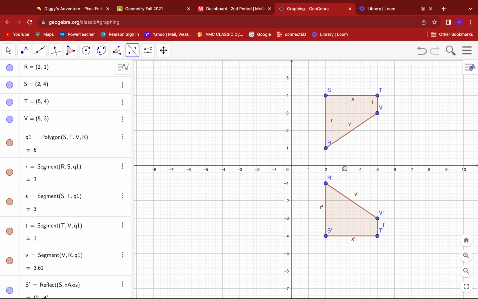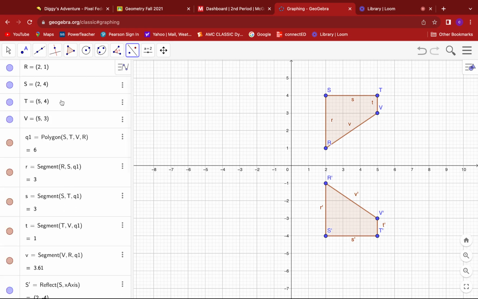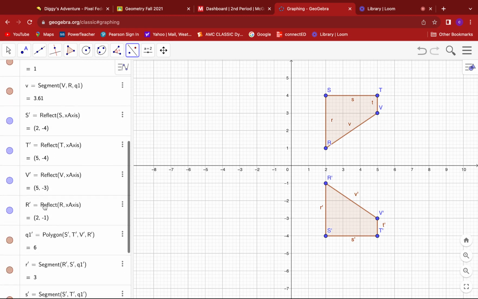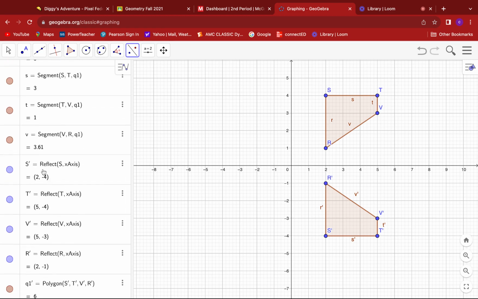Well, if I'm at the origin and I go right first, I'm still going positive. So it's not the x values that change. But because I go down to get to my new ordered pairs, it's the y value that changes. Over here, you guys can see that. R originally was 2, 1. R prime is 2, negative 1 is the change. My original S was 2, 4. S prime is 2, negative 4. So one more time, when you take a figure reflected across the x-axis, it is the y values that change.